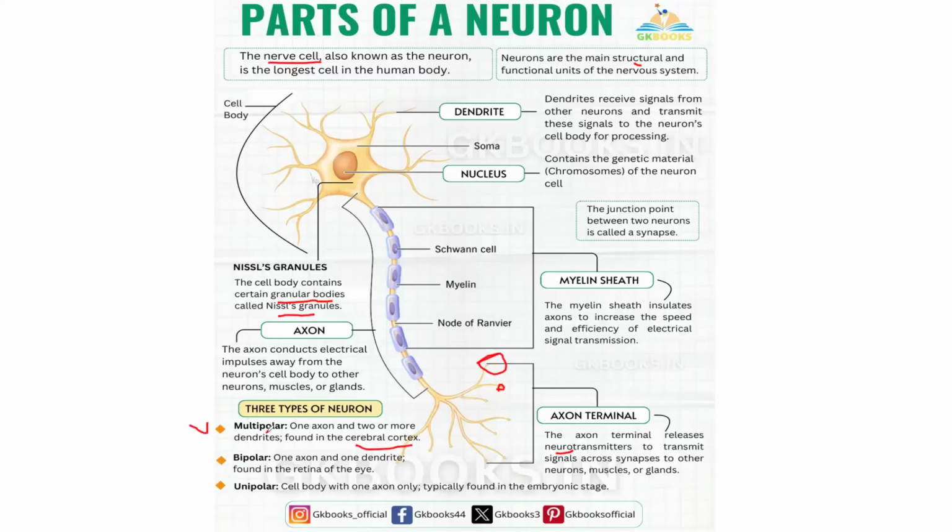Then the next one is bipolar. So bipolar contains 1 axon and 1 dendrite. So 1 axon, 1 dendrite. That is why it is called bi-2. It is usually found in the retina of the eye. And then the next one is unipolar. From the word uni, it means 1. So it's a cell body with 1 axon only, and it is typically found in the embryonic stage. So these are the different types of neurons that are found in the body based on the number and differences of axons and dendrites.